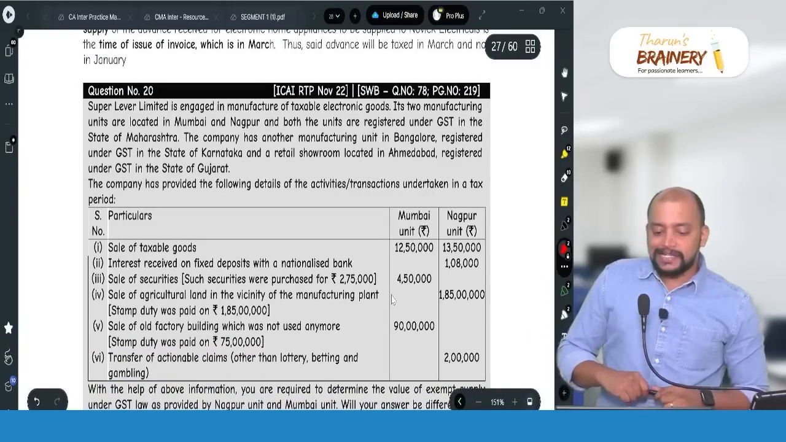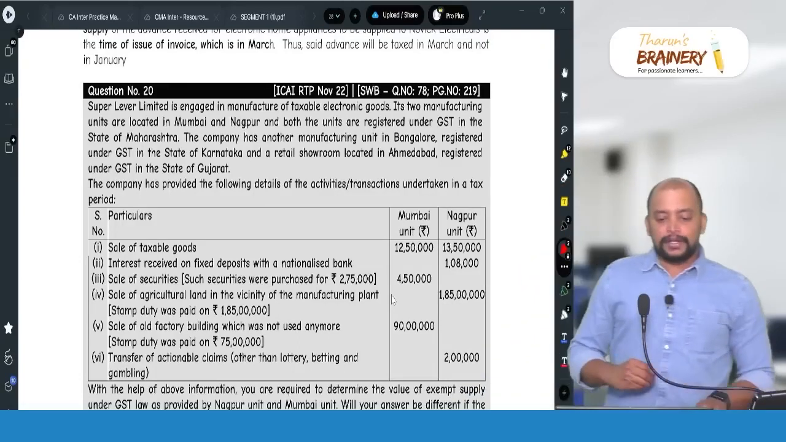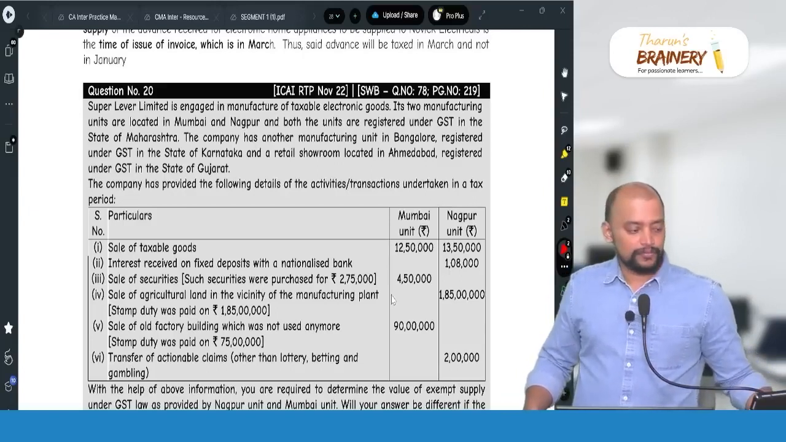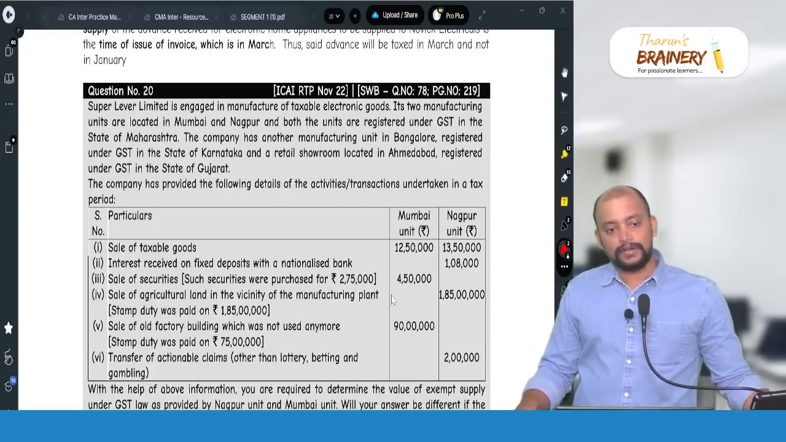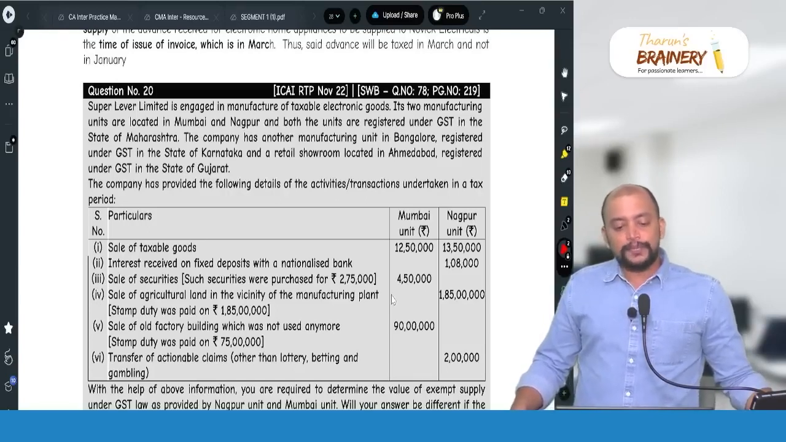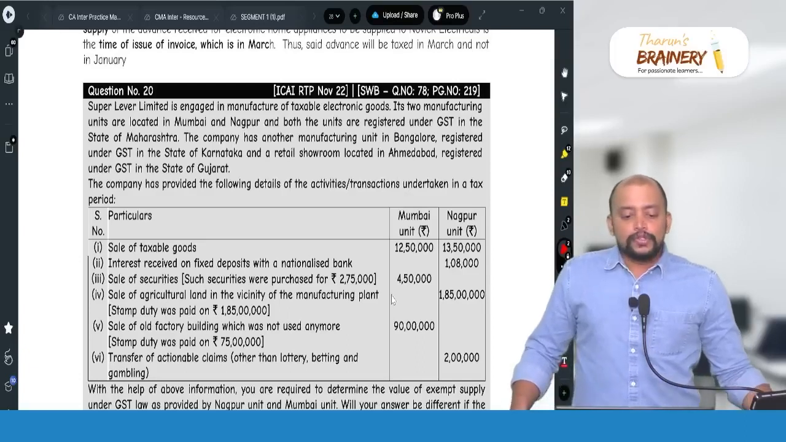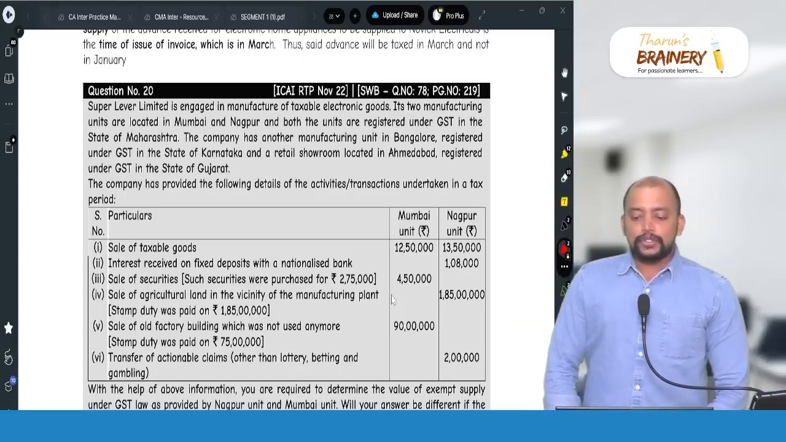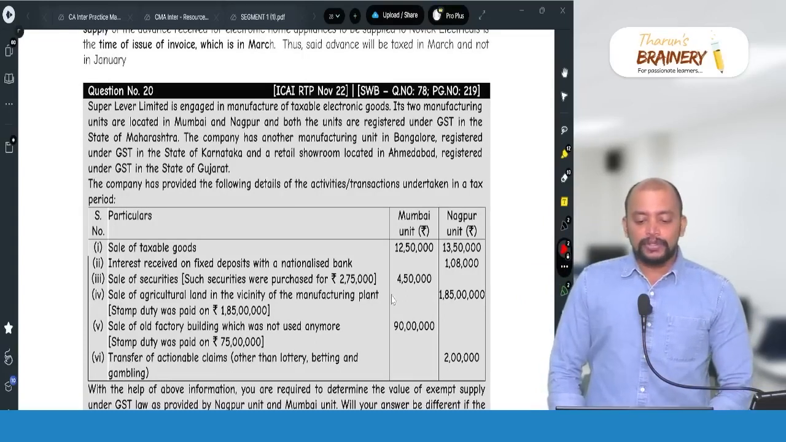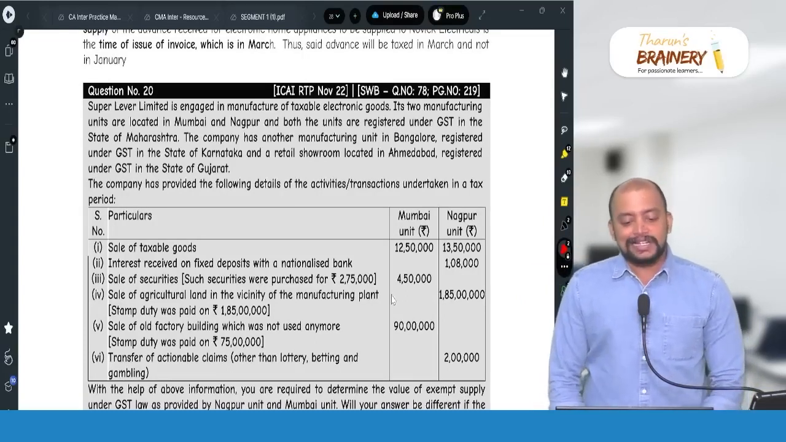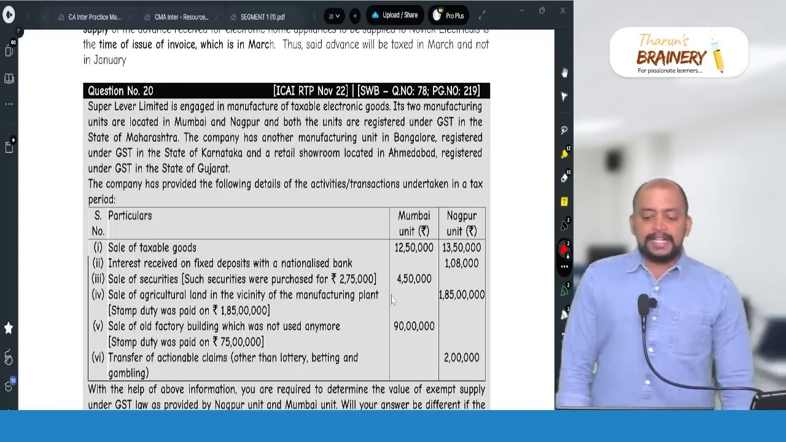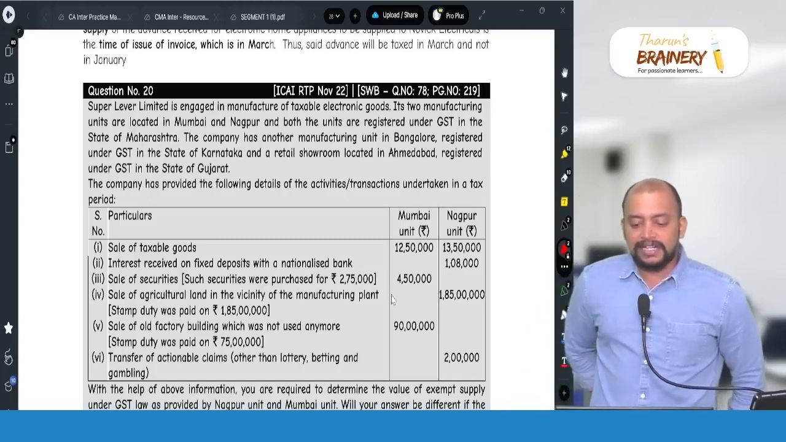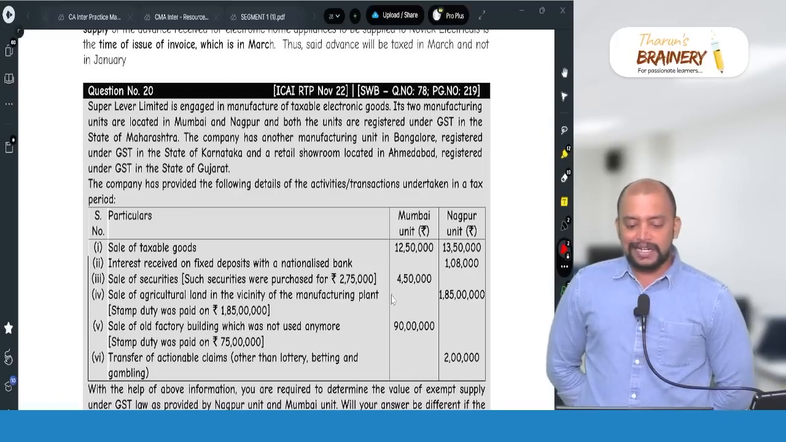Then question number 20. This is on page number 219. Super Liver Limited is engaged in manufacture of taxable electronic goods. Its two manufacturing units are located in Mumbai and Nagpur, and both the units are registered under GST in the state of Maharashtra. The company has another manufacturing unit in Bengaluru registered under GST in the state of Karnataka and a retail showroom located in Ahmedabad registered under GST in the state of Gujarat.